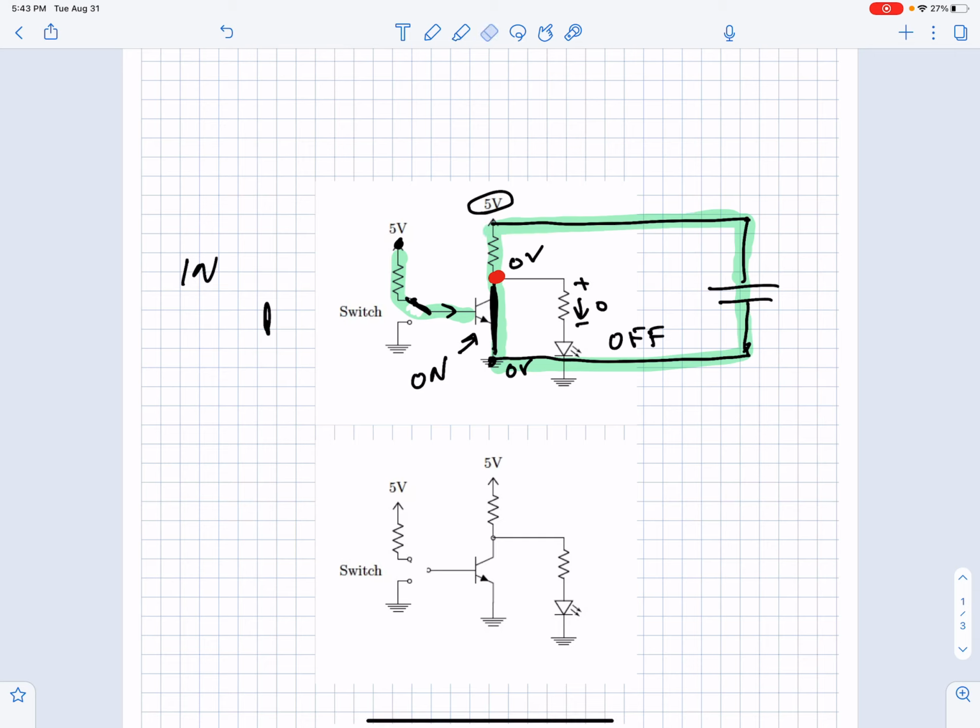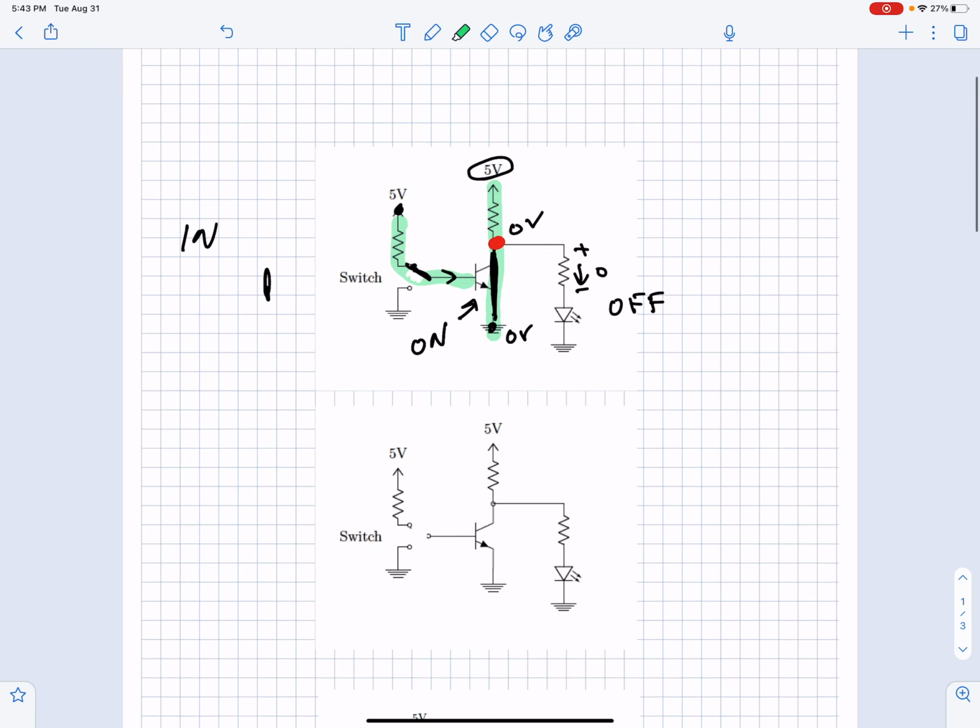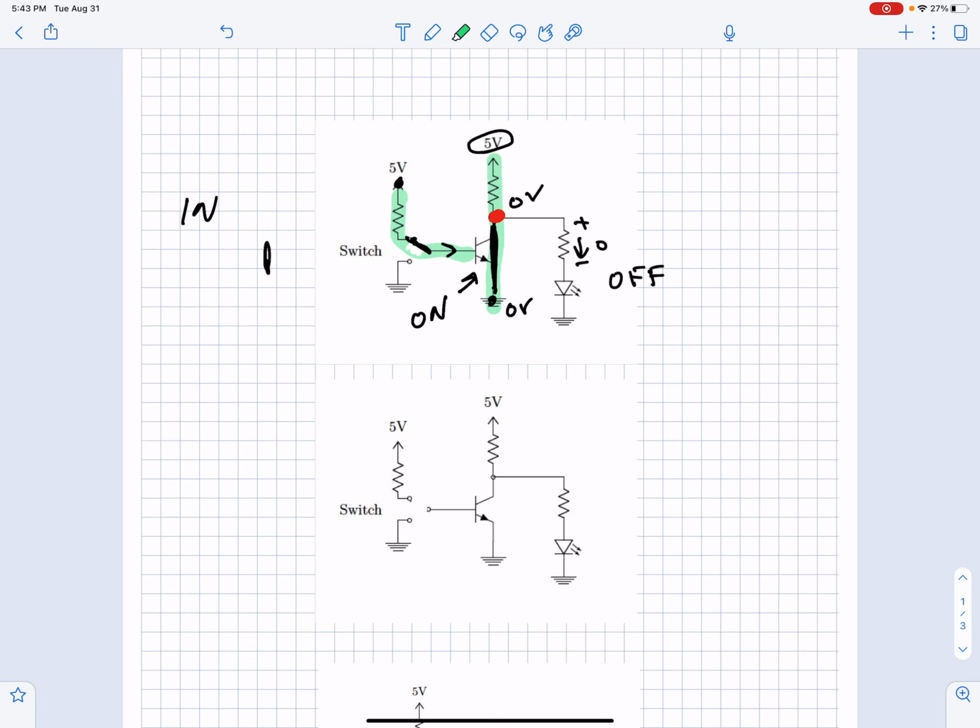You can redraw that in a simplified way for your lab report, where we would just say when the switch is in this position, the current flows from 5 volts down to ground through the resistor and the transistor. That would be the picture I want to see. I'm only going to have you do it for the final mystery circuit, but this is picture number 1.